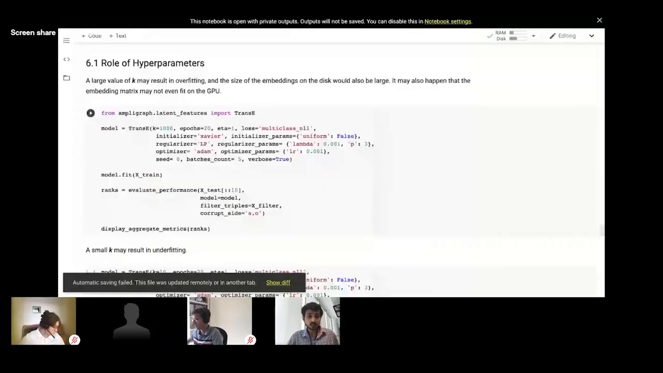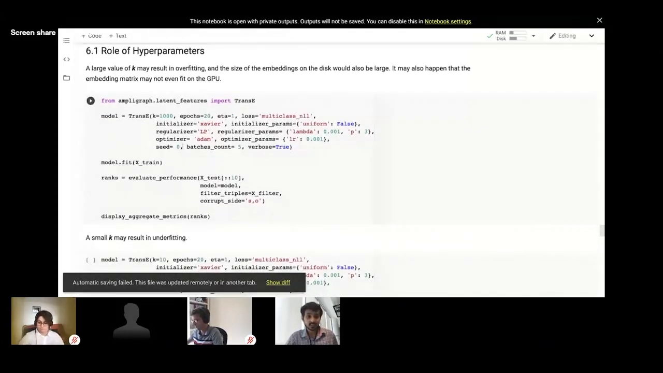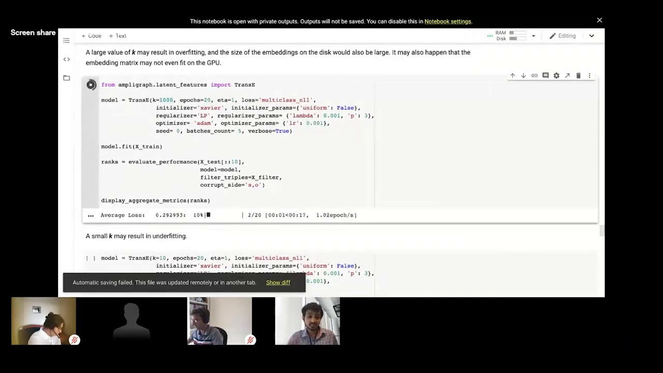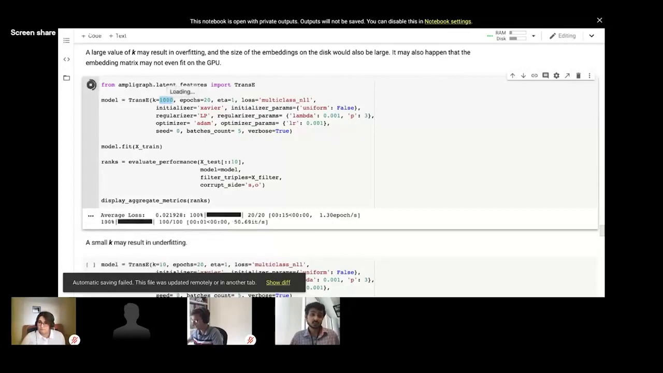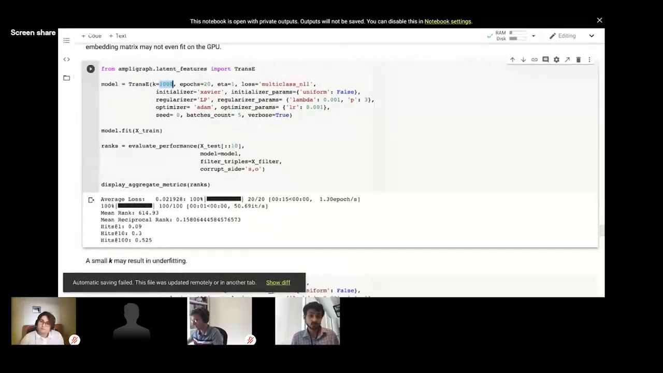Now let's quickly move to the next section, which is related to selecting the hyperparameters. Choosing hyperparameters can be a tricky task. For example, let's say I run TransE with k equal to 1000. It will learn, for each unique entity in your data set, a vector of size 1000. Now 1000 could be extremely big if you have millions of entities. One problem is that your embedding matrix might not even fit on your GPU. So choosing a large k is a drawback. Second, the storage space on the disk would also be a lot more, because while saving it, it will take a lot of space because of the larger k.